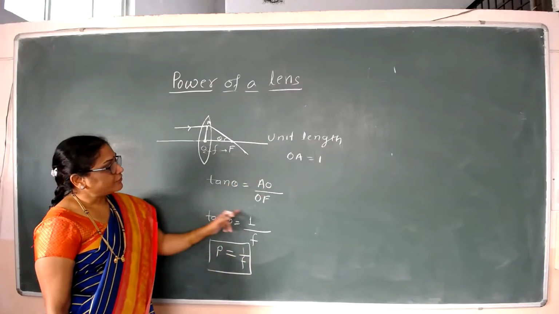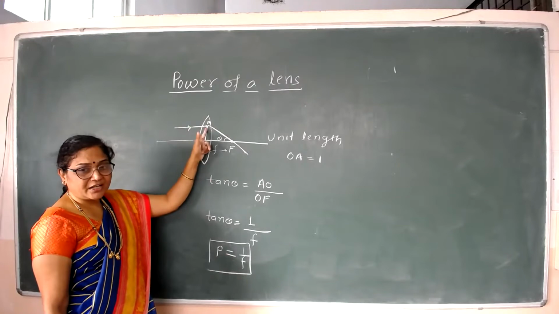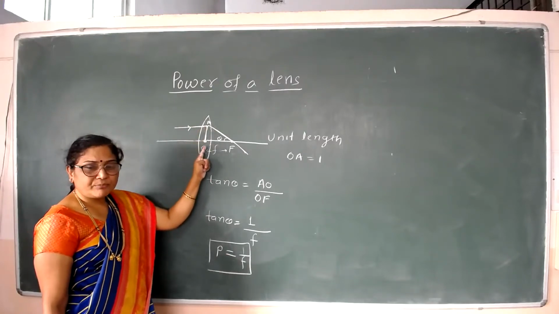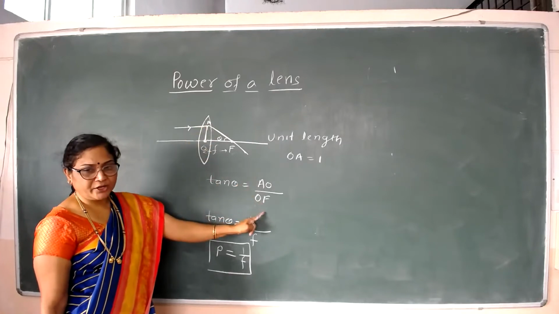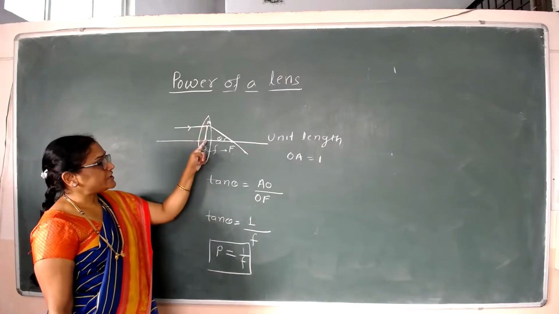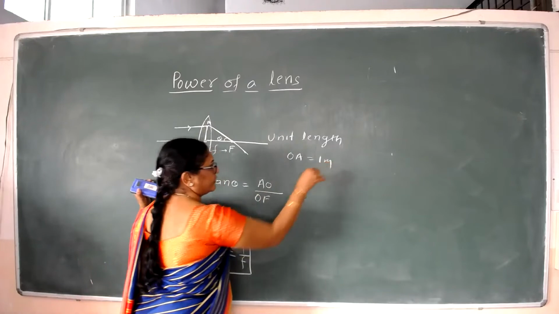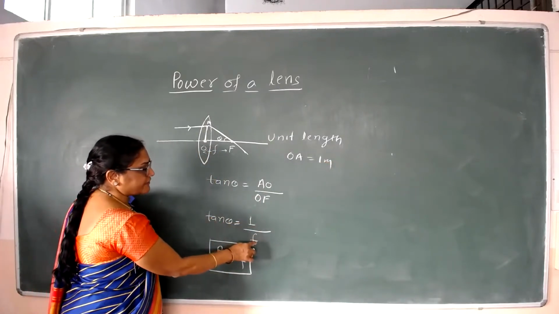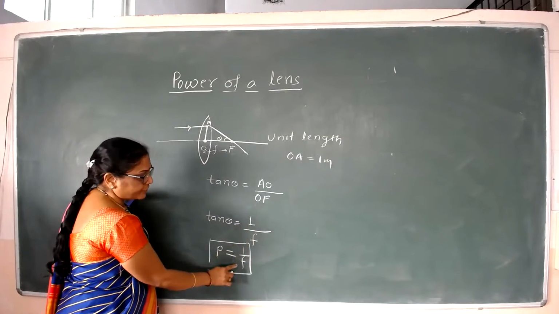So we prove this equation by using this figure. We draw a tangent which is parallel to the principal axis at a unit length. That is known as the power of a lens. So tan theta is equal to AO divided by OF, where AO is equal to unit length. So AO is equal to 1 meter. Therefore, AO is equal to 1, that is, F is equal to 1. Therefore, power is equal to 1 divided by F.